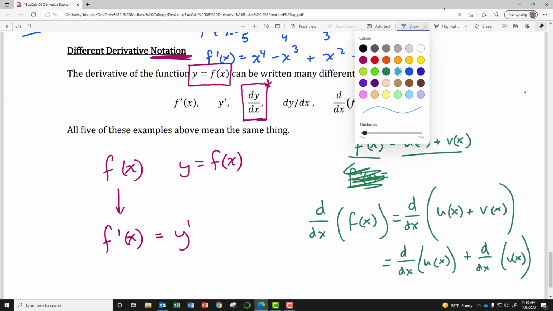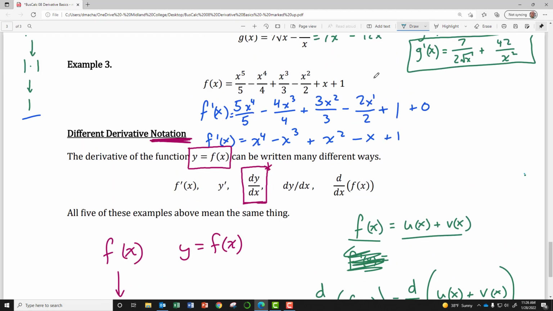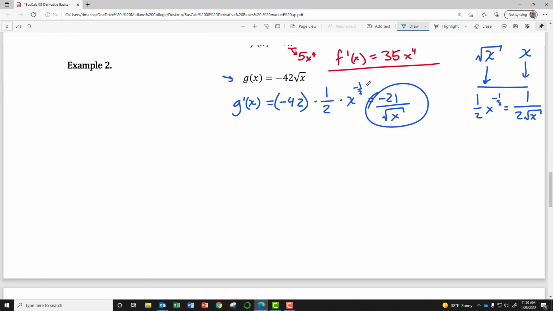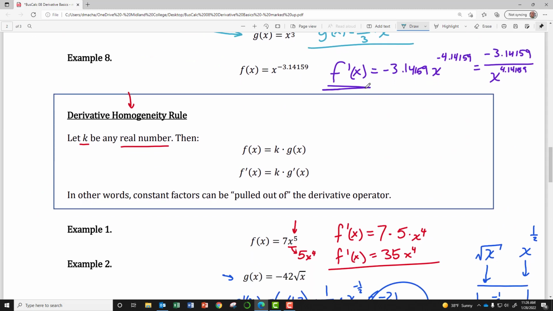And I want to make a last, man, I keep making more and more last notes, but the last thing I'll say in this video, I want to scroll back up to the homogeneity rule. Whenever I worded this, as I was typing my notes, constant factors can be pulled out of the derivative operator. What I was imagining in my head was this situation where you're asking about the derivative of k times g of x.